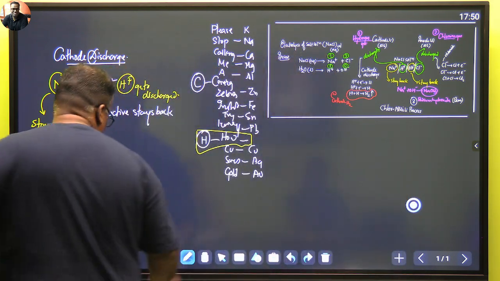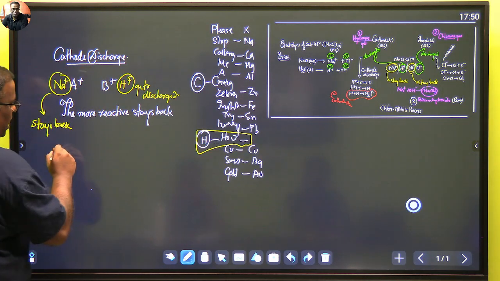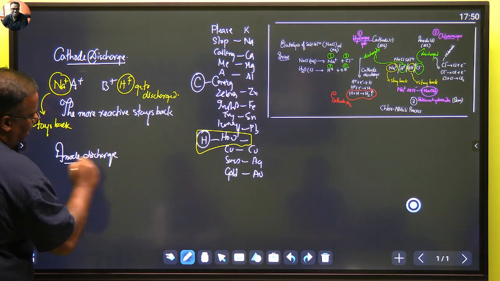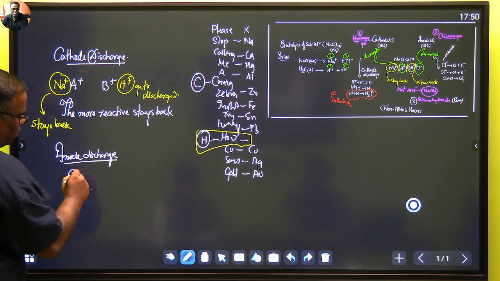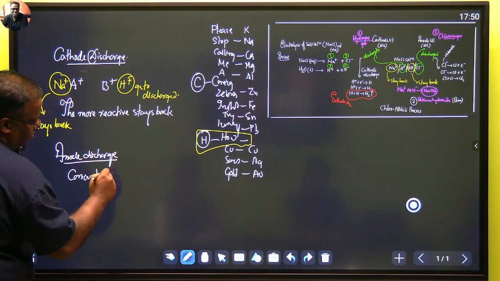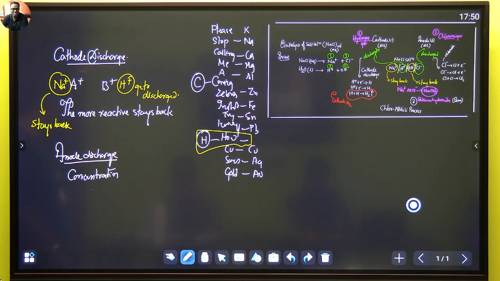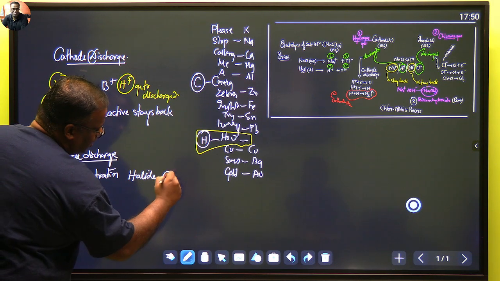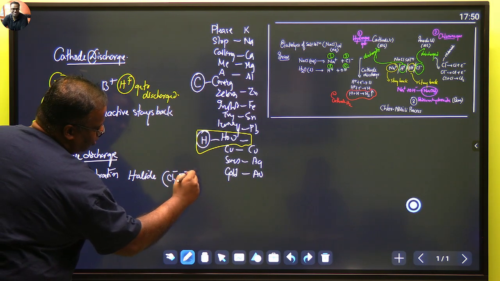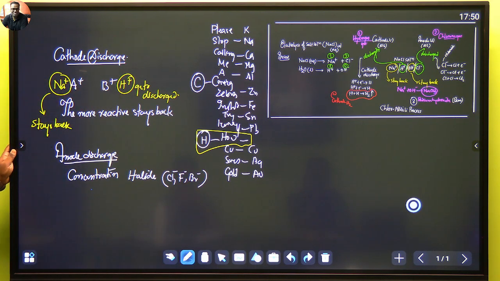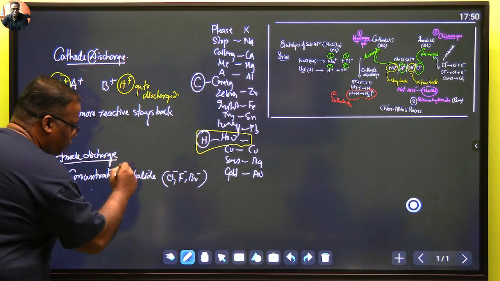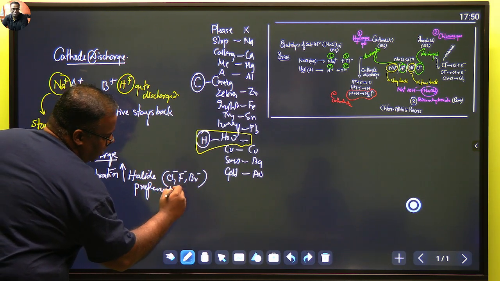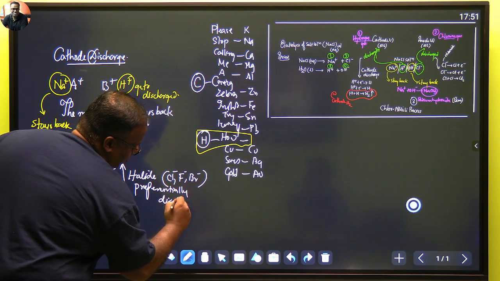Okay. Now we're going to see what happens at the anode discharge. In anode, the story is all about concentration. If you have a halide, what is a halide? Chlorine, fluorine, or bromide, all these are halides. If you have a halide and if the concentration is high, then the halide is preferentially discharged. Wow, what a story.